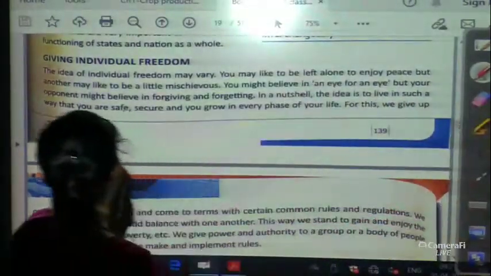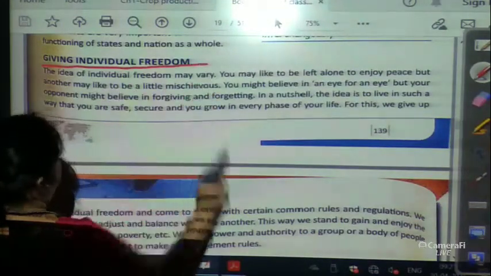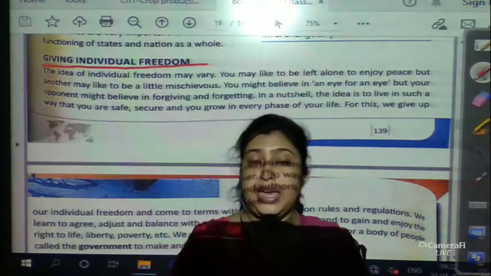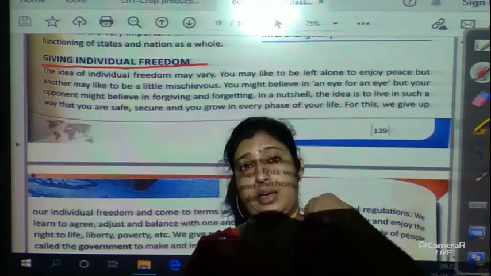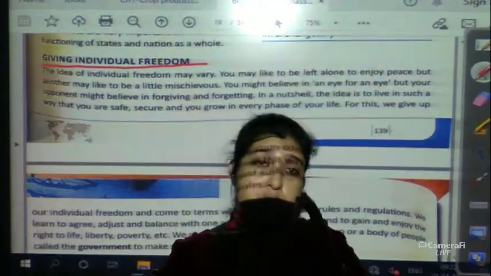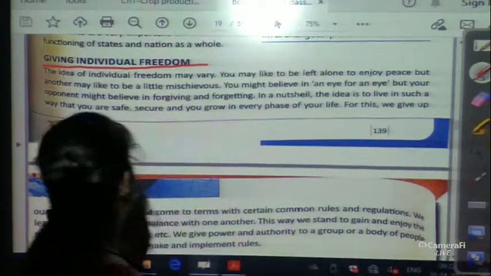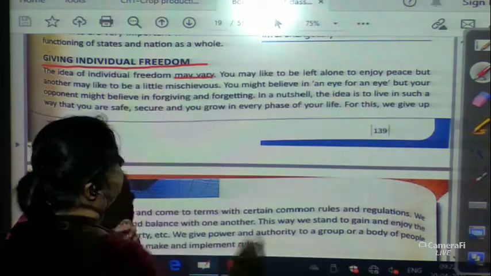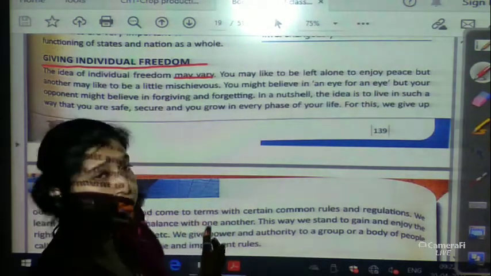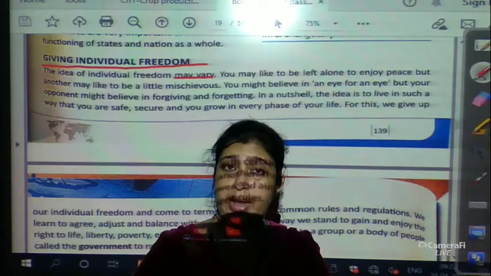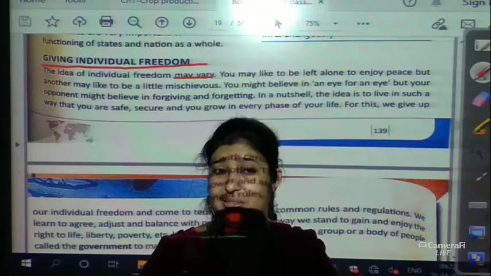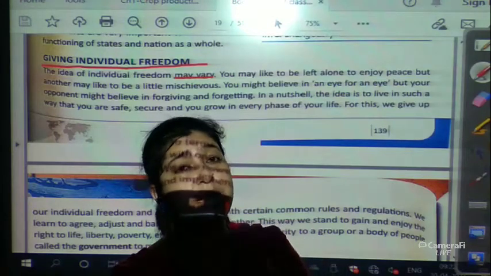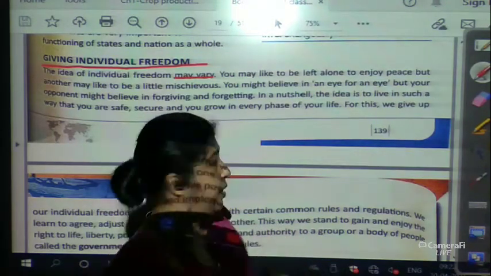Now our next point is giving individual freedom. The idea of individual freedom means each person gets the freedom, for whatever is written here. So individual means each. The idea of individual freedom may vary. That means some freedom maybe I enjoy, and another person may not be able to enjoy it. So it actually varies from man to man.